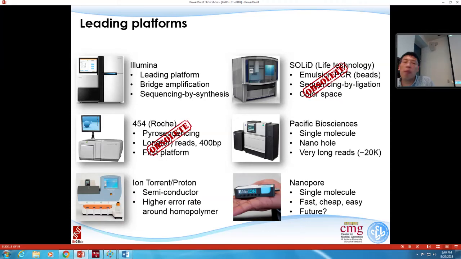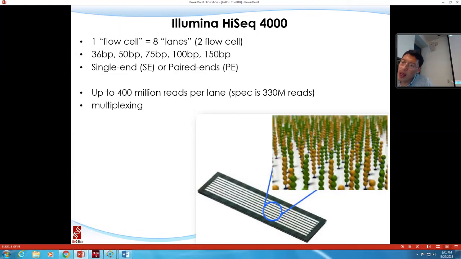Also, I will mention briefly these nanopore sequencers, which, as you can see from this size, are very, very small, and everybody can purchase one and play with it. We'll get into a little bit more.